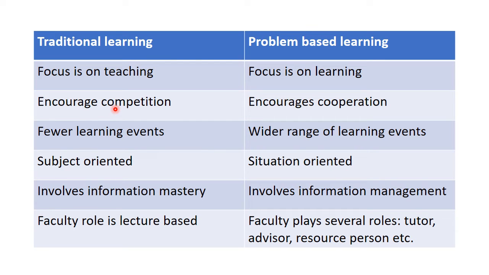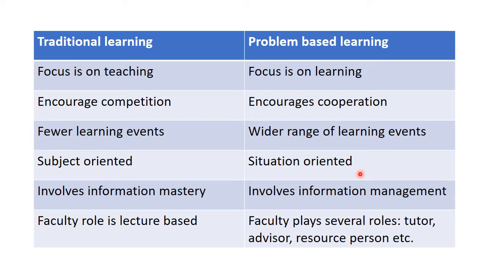So competition is encouraged in traditional learning, whereas problem-based learning encourages students to join together and cooperate with each other to solve the problem. There are very few learning events in traditional learning, whereas in problem-based learning there is a wide range of learning events, seen through the various studies approached by the students to solve the problem. Traditional learning is always subject-oriented, whereas problem-based learning is situation-oriented.